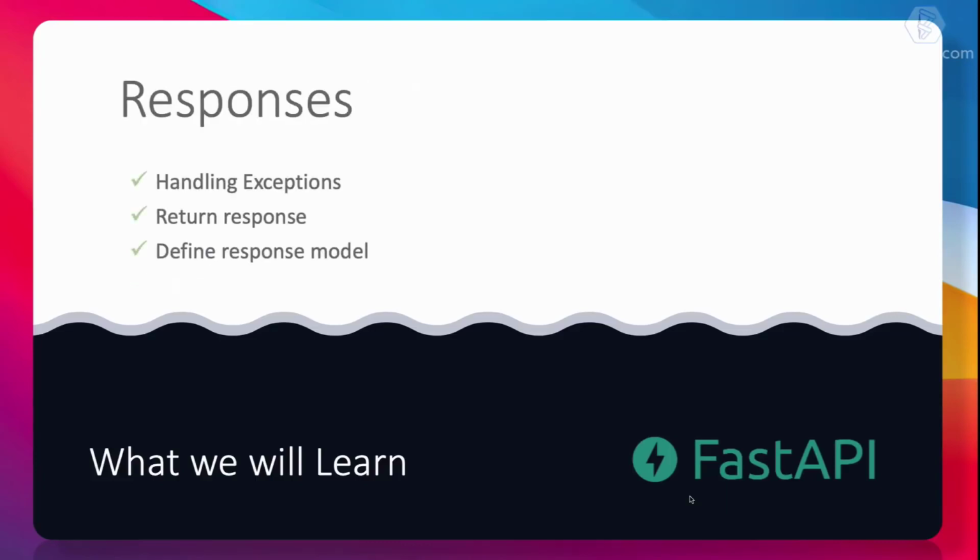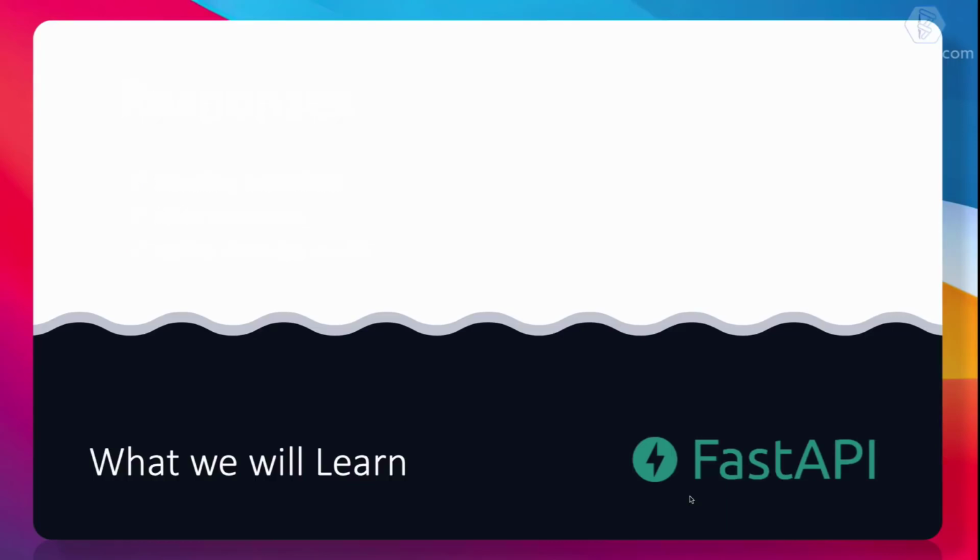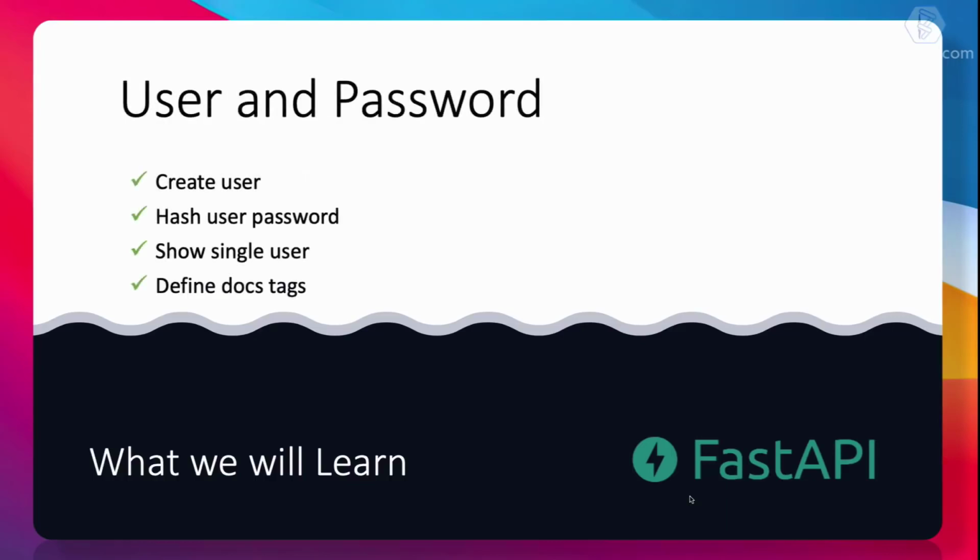Then we will talk about some responses, how we can handle the exception and return the response, and how we can define the response model so that we can only show certain fields which we want. Like, we don't want to show the password of the user, so we will see how to restrict that using the response model. Next we are going to talk about the user and the password. First we will create the user, then we will hash the password using the bcrypt algorithm, and then we are going to show the user and define the documentation tags.